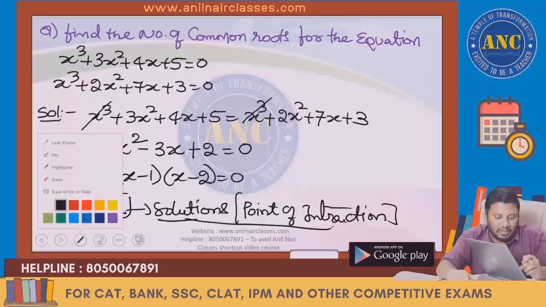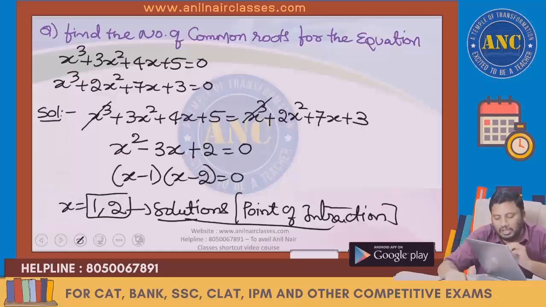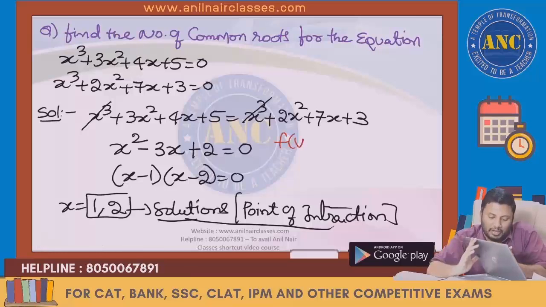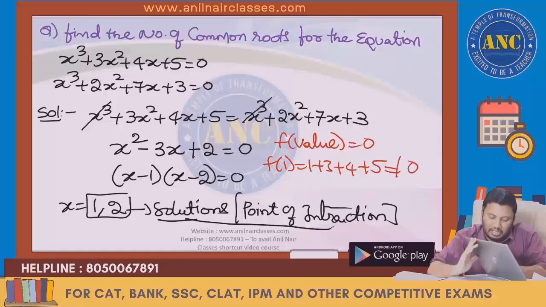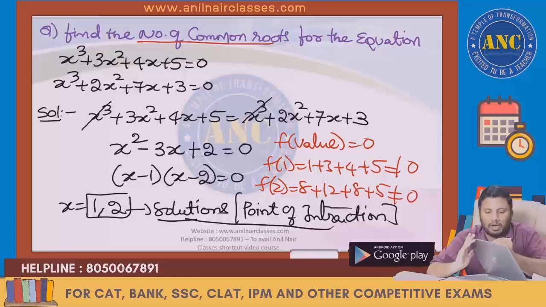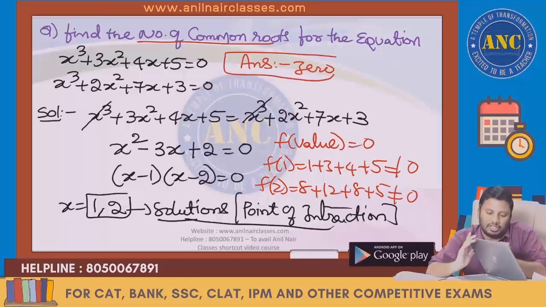For a point of intersection to become a root, it should satisfy that f of value should be equated with 0. F of 1 is 1 plus 3 plus 4 plus 5, it is not equivalent to 0. F of 2 is 8 plus 12 plus 8 plus 5, not equivalent to 0. So how many common roots are there for this question? Answer is 0.